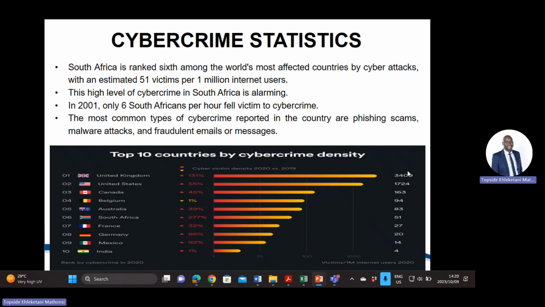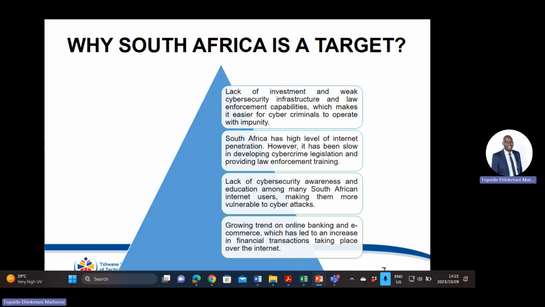So these are the number of people that get affected by these cyber crimes per 1 million internet users in that specific country. So it is very, very important that we don't fall victim to these cyber crimes. How can we solve or prevent that? We'll give you some of the solutions later in the presentation.